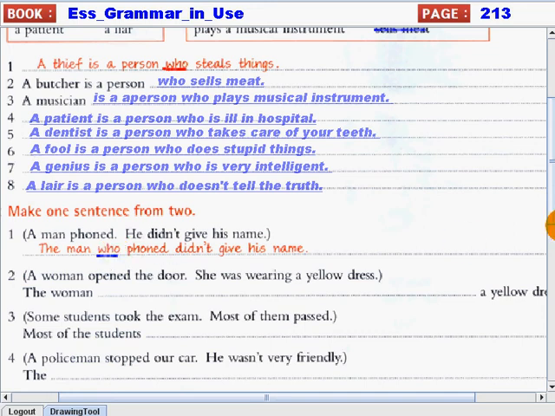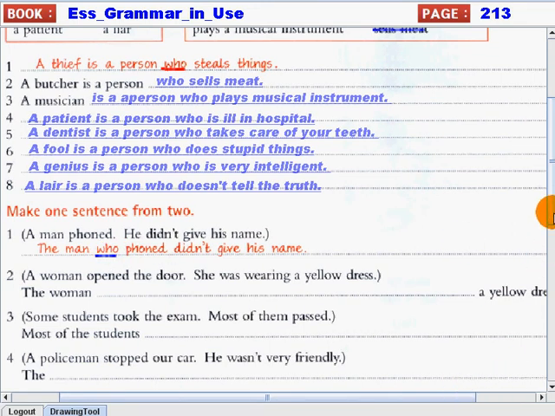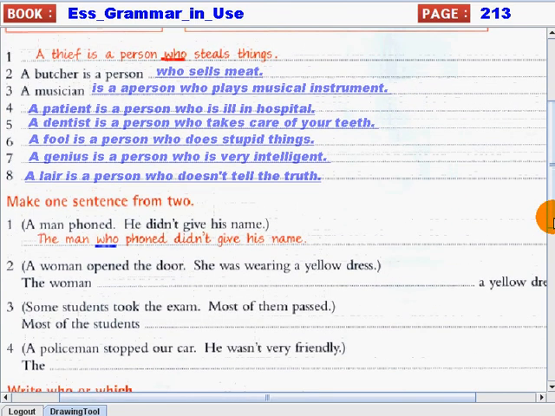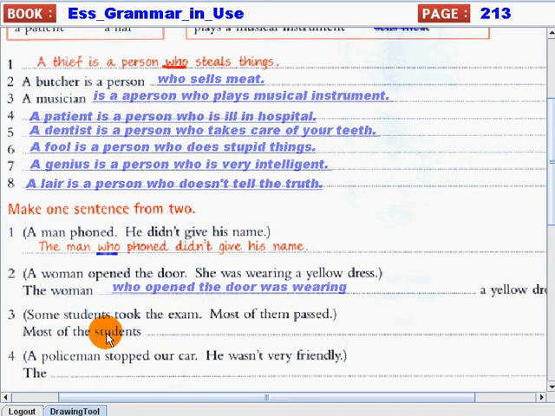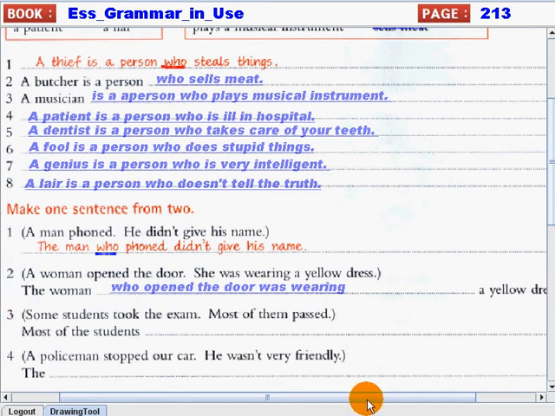Now, how will you make these two sentences from numbers 2 to 4 into one? You have to choose the right relative pronouns to use. Let's start with number 2. The woman who opened the door was wearing a yellow dress. Yes, you are right.